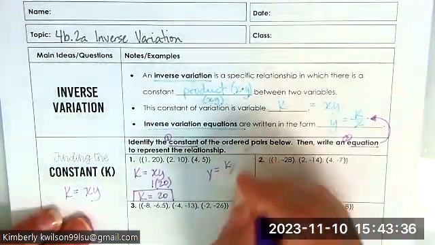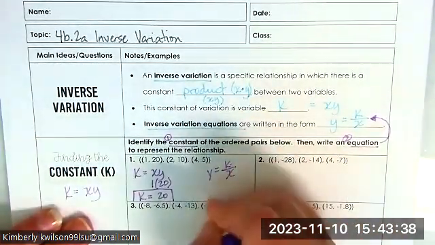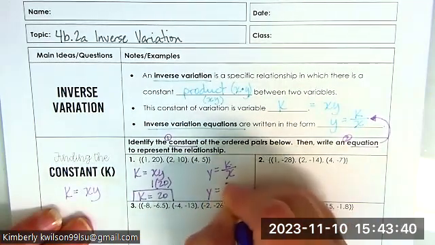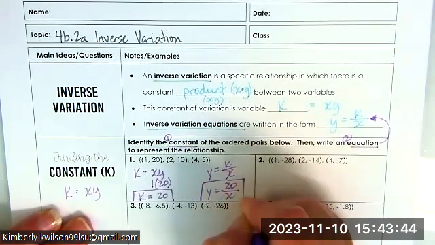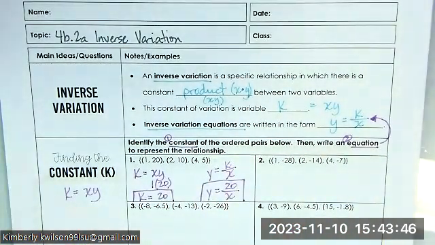Y equals k over x. So my equation is y equals 20 over x. And that is my inverse variation equation.